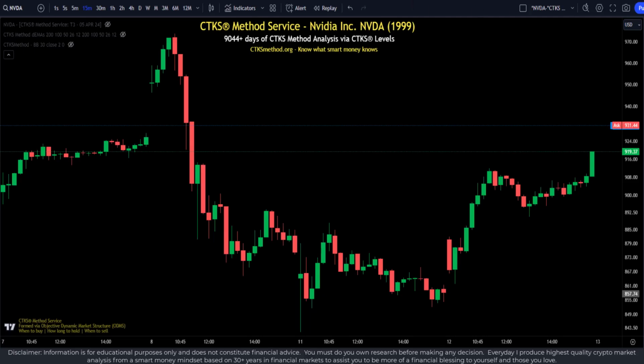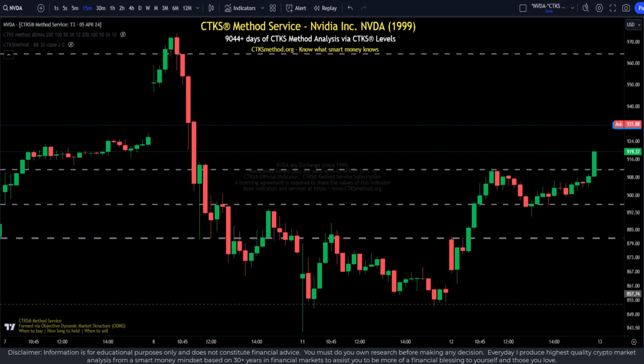Returning to NVIDIA, those price paths are drawn from what is called CTKS structure. But what the heck is CTKS structure? It's the world's most powerful smart money buy and sell level detection system. Fundamentally, it tells you where the strongest support and the strongest resistance levels are. It's the world's only leading indicator of price. Okay, let's turn on the indicator and see where those structural levels are on NVIDIA.